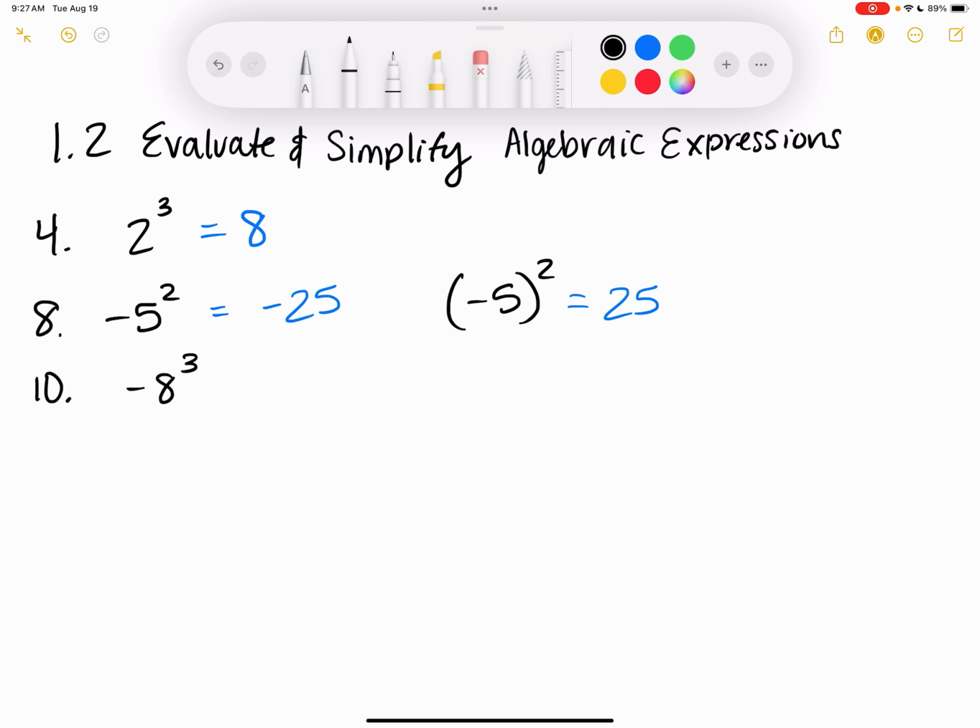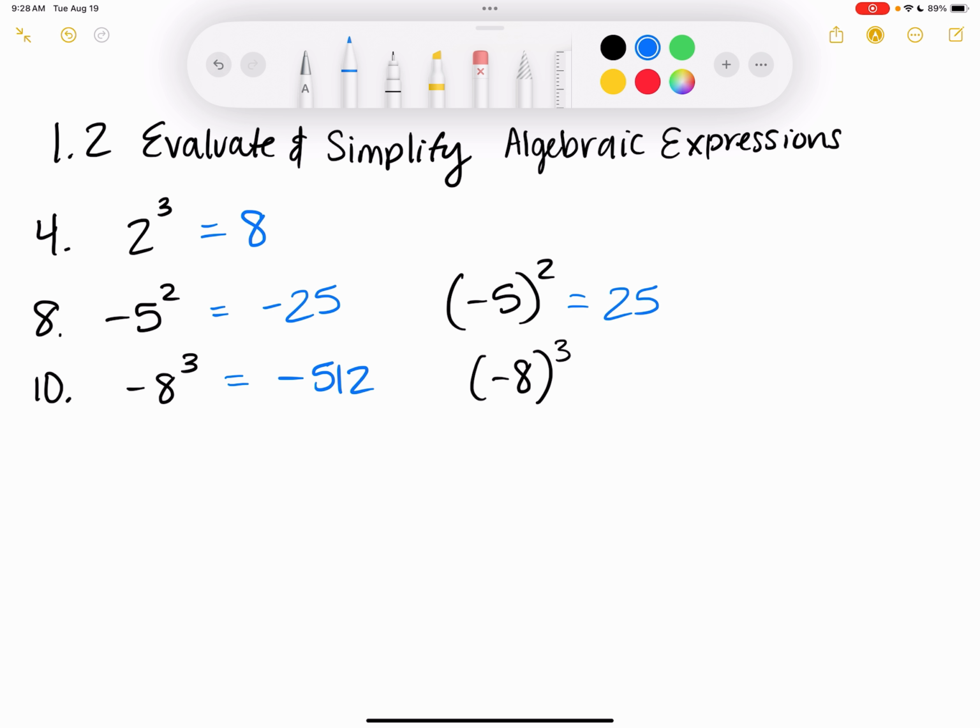-8 cubed. It's 512. But is it going to be positive or negative? Negative. Now, what if it was this? Just 512. Could it be positive? Then that would be positive 512.